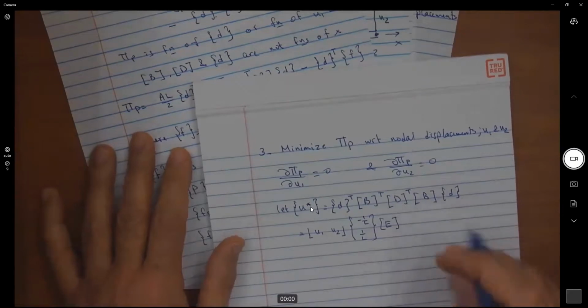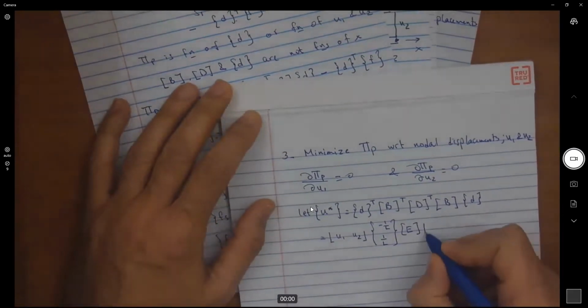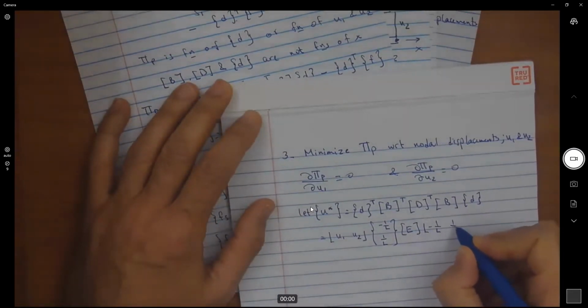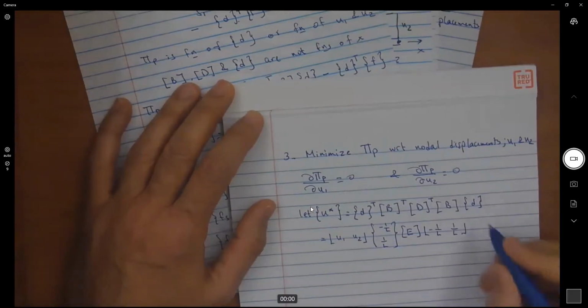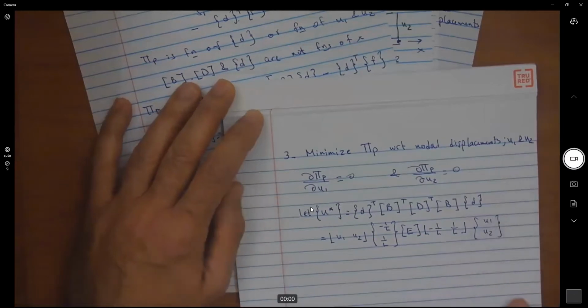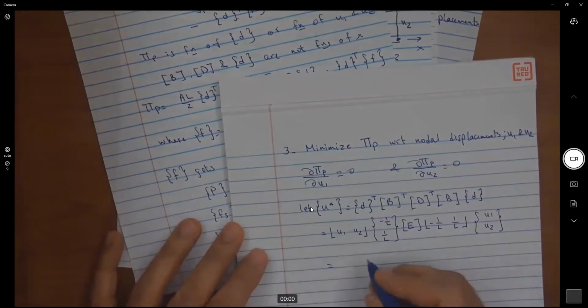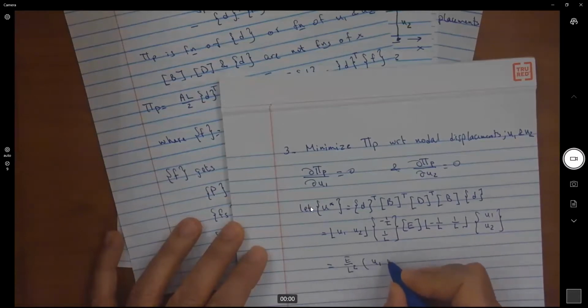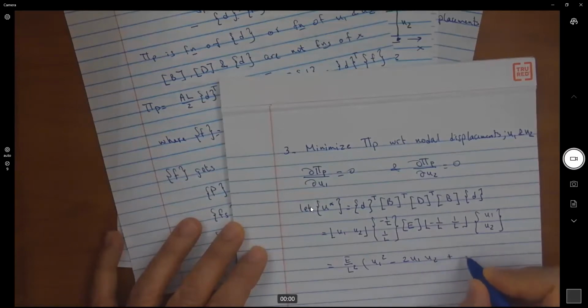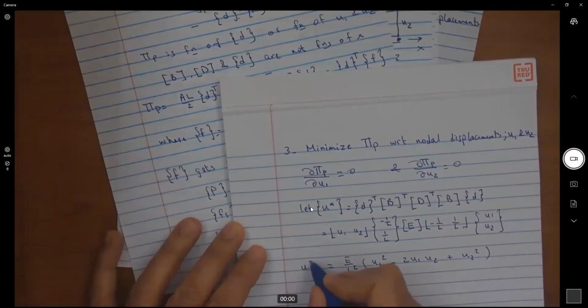Multiplied by B, so I have here minus 1 over L and 1 over L multiplied by D, which is U1, U2. And this is the quadratic expression. So we're going to get here E over L squared multiplied by U1 squared minus 2 U1 U2 plus U2 squared. So this is this U star.